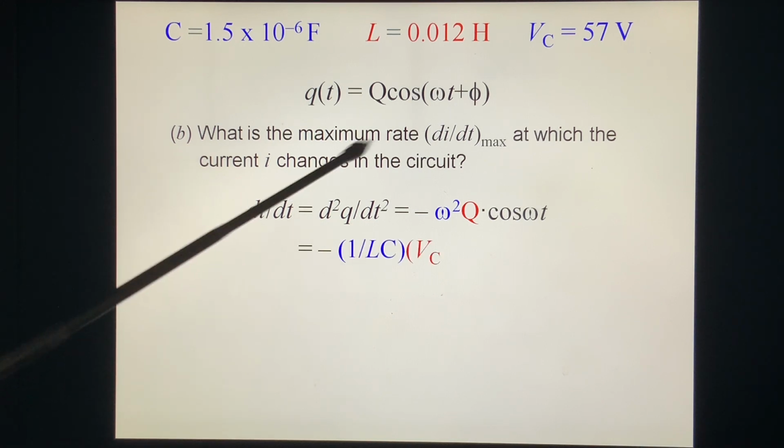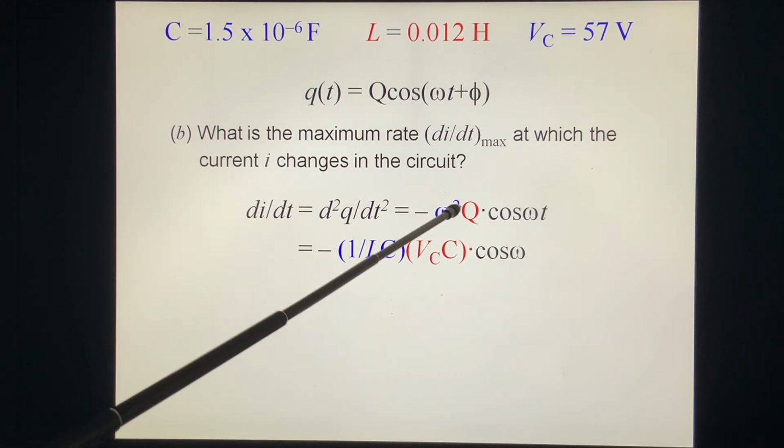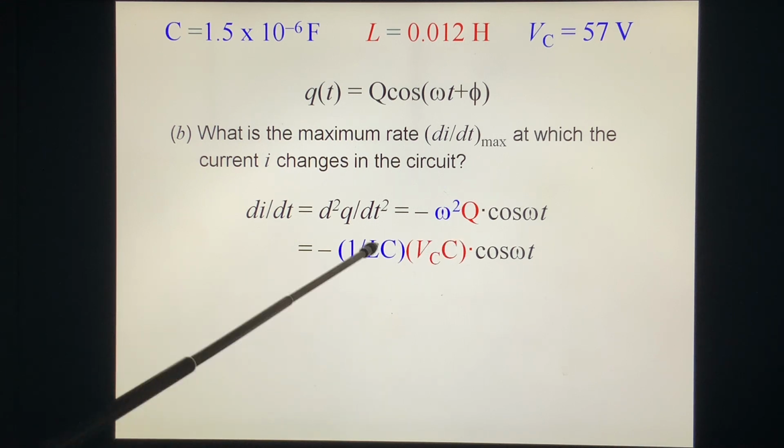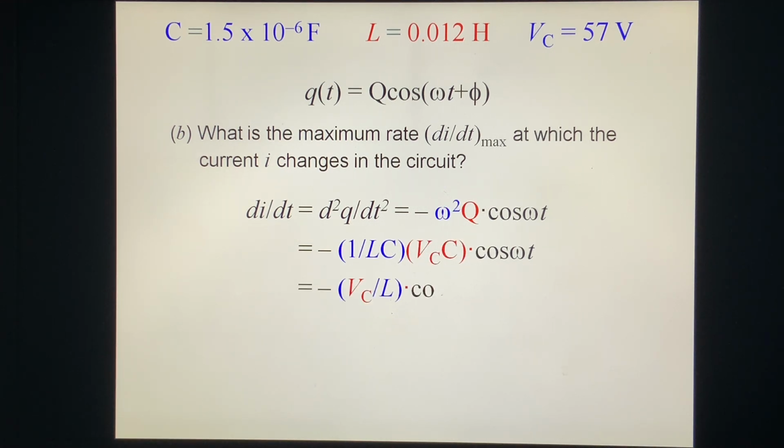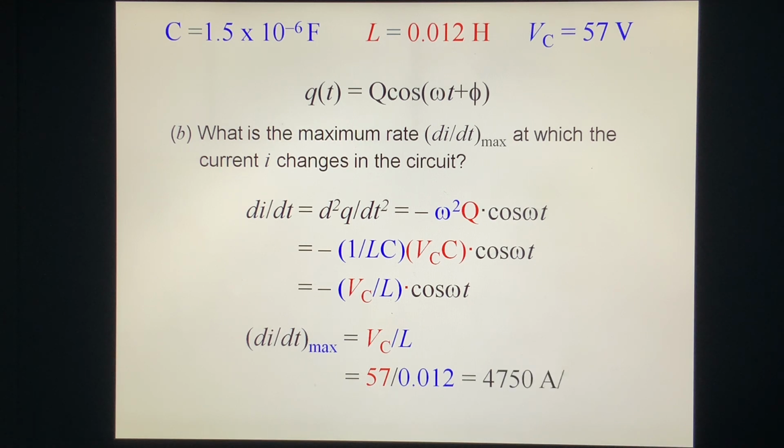What is omega? Omega squared is 1 over LC. Q is VC times C, and C cancels out. So we get VC over L times cosine. The maximum is VC over L. VC is 57 and L is given, so we get the maximum change rate: 4,800 amperes per second.